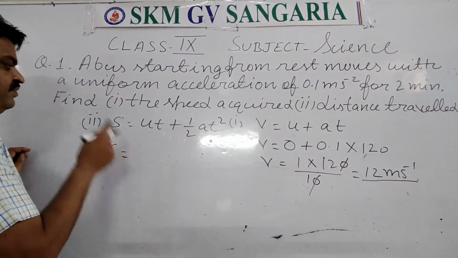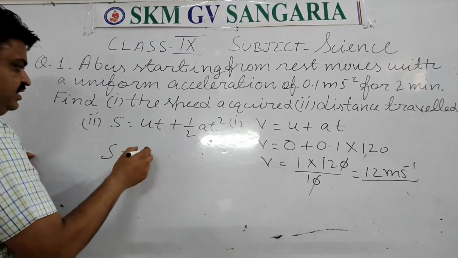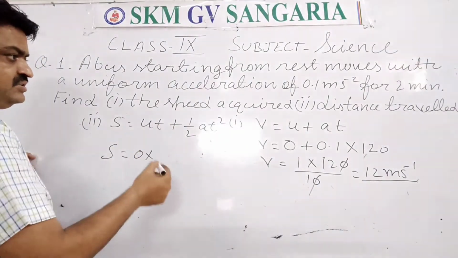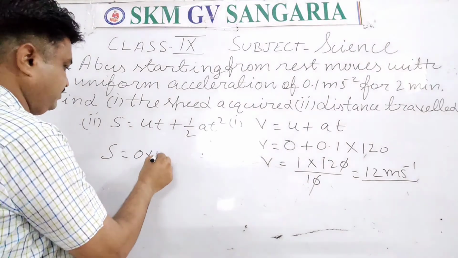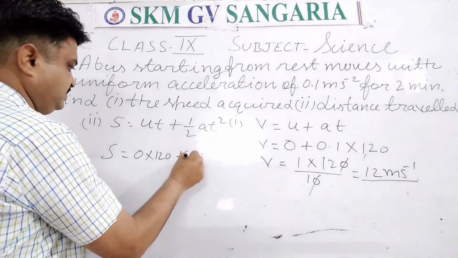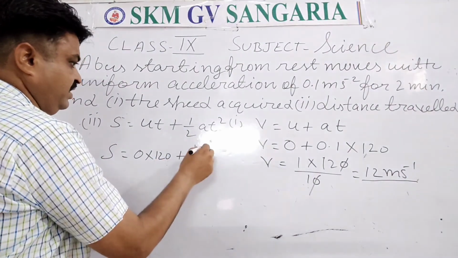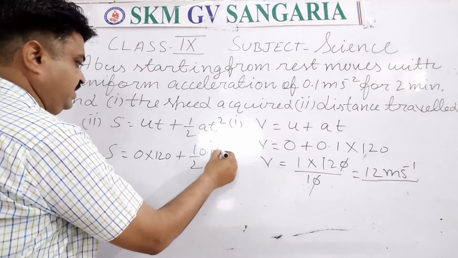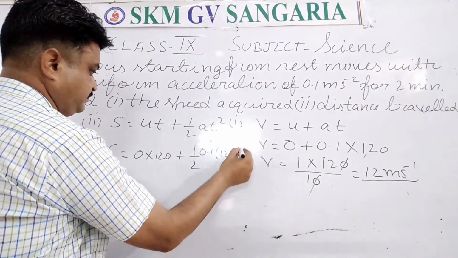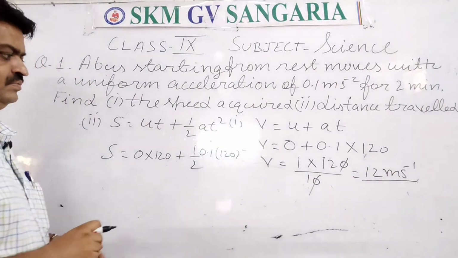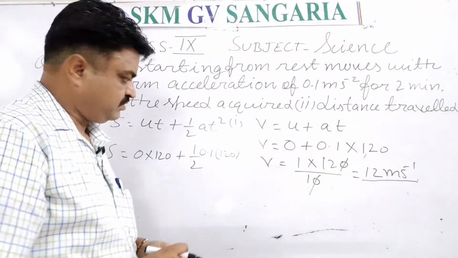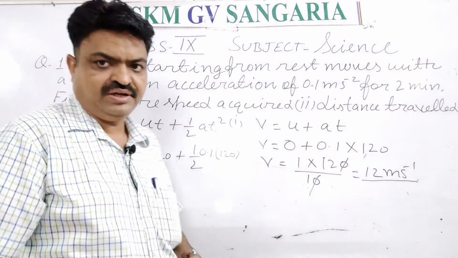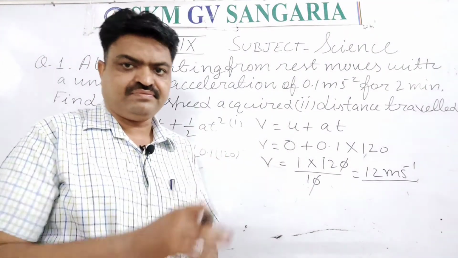As we will try to find out, u was given in that, what is it? It is 0, and t was also there, and what is it? It is 120 plus half. A is here 0.1 and t is here again 120. So these quantities are given and we have put them in the equation.